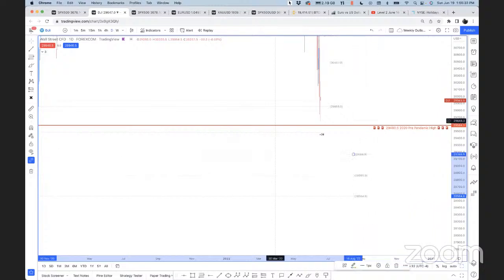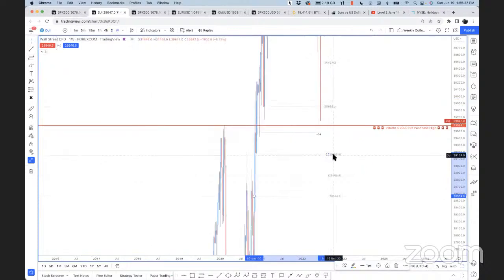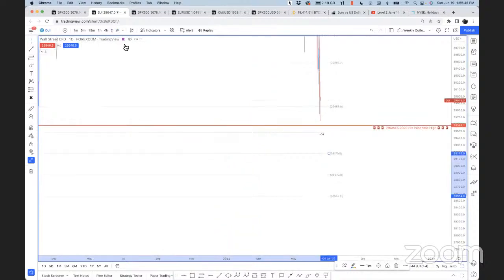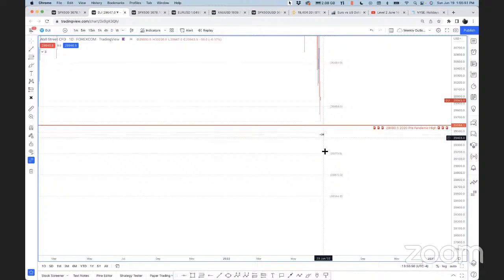And I know I need to go back. Let me go back real quick. So if we keep going down, these are going to be our targets. These are going to be our key areas we need to focus on if we keep dropping on SPX.